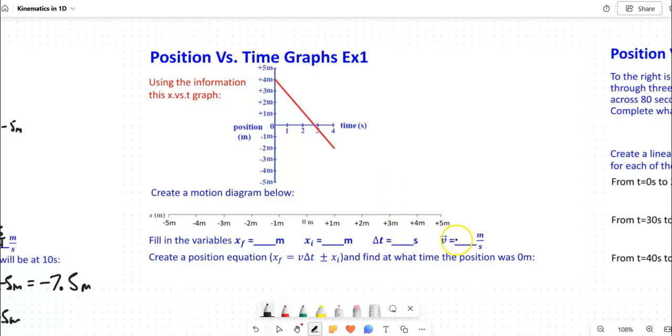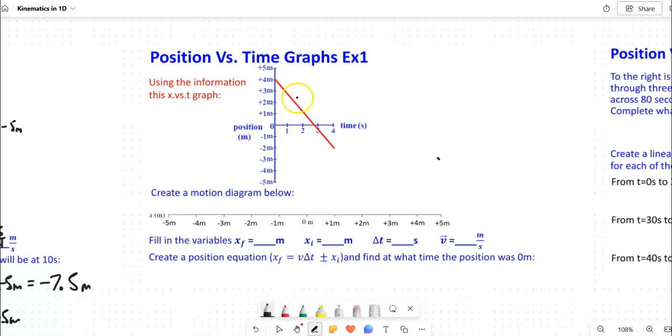seconds, and the velocity, or the slope of this line. And then I want you to create a predictive equation, and I want you to figure out at what time this crosses the 0 meter mark. It looks like it's pretty close to 3, but it doesn't look like it's going to be actually at 3. It might be something a little bit before 3. So let's see if you can answer this question right here. All right, so I want you to go ahead and try all this out and then pause the video. Please pause now.